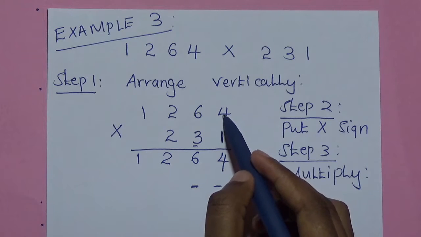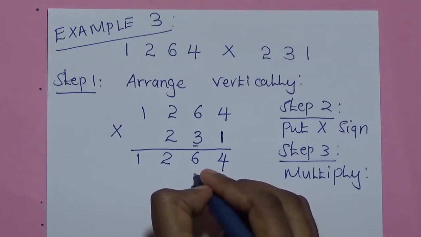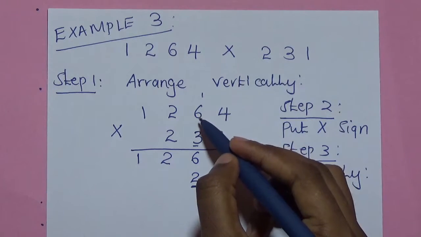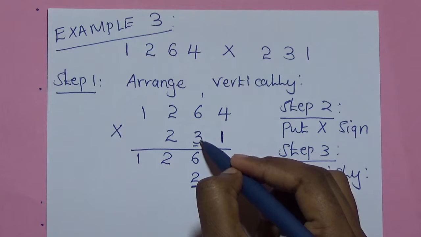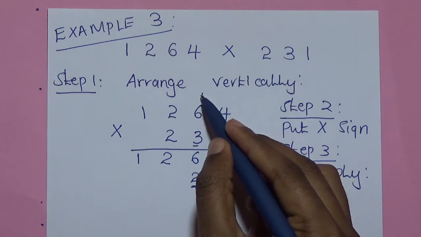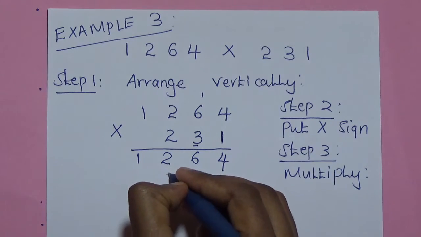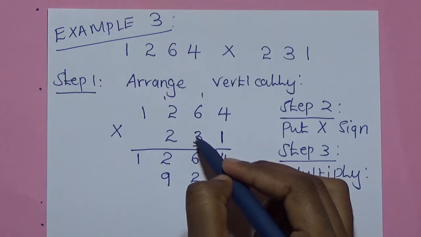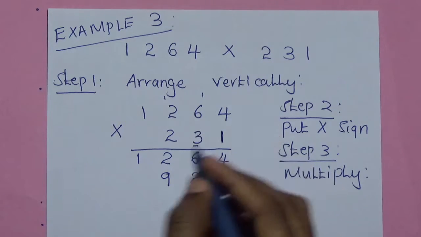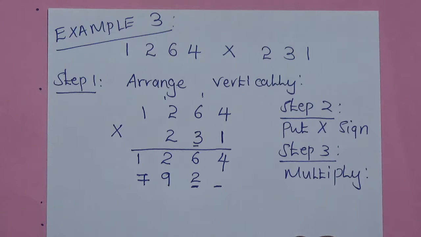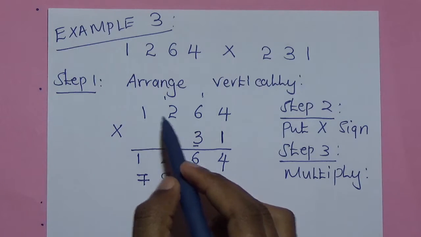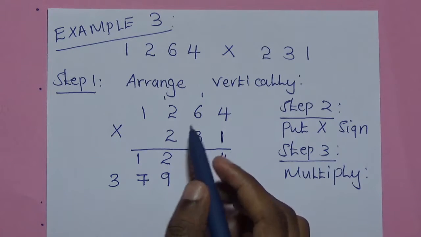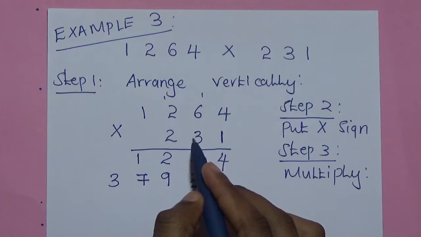So, we have 4 times 3 will give you 12. We write 2, we carry 1. Then, 6 multiplied by 3 will give you 18, plus 1 will give you 19. We write 9, we carry 1. 2 multiplied by 3 will give you 6, plus 1 will give you 7. Then 1 multiplied by 3 will give you 3, like that. So we have multiplied all of them by 3.